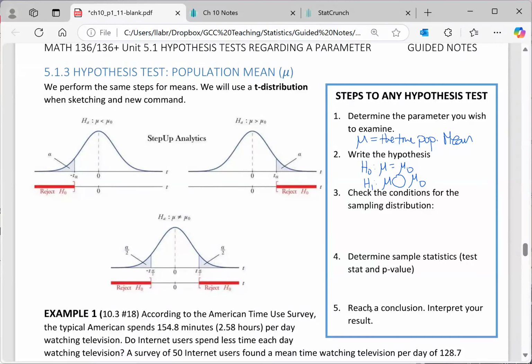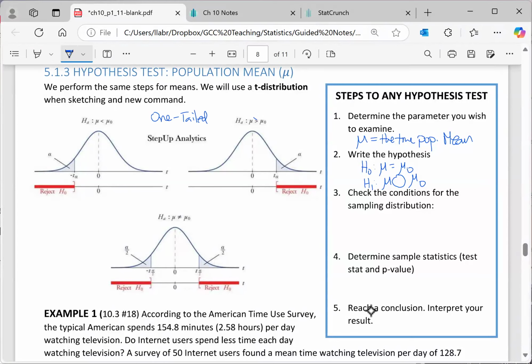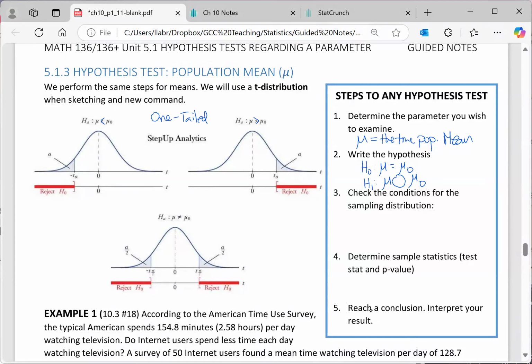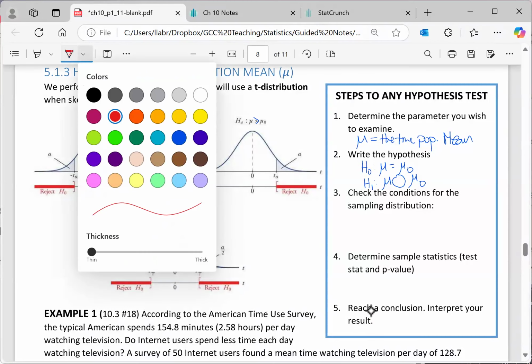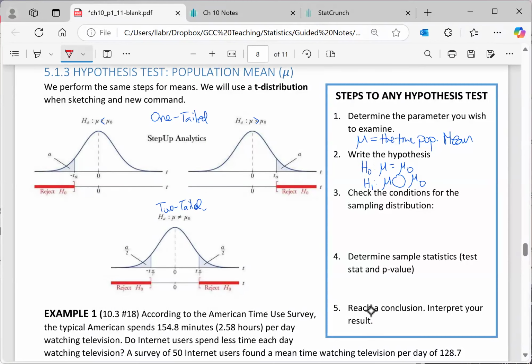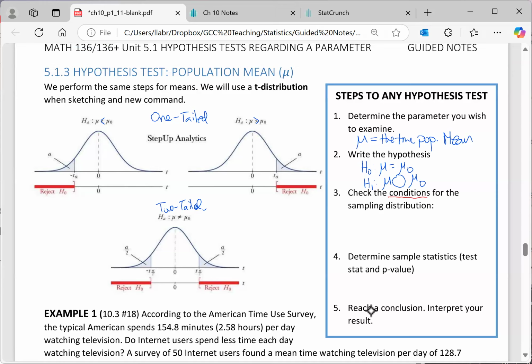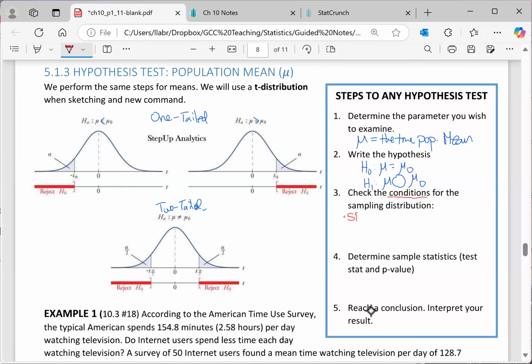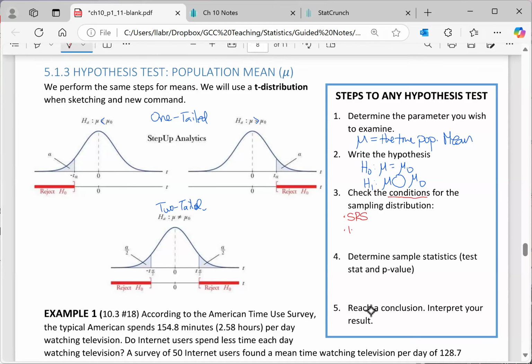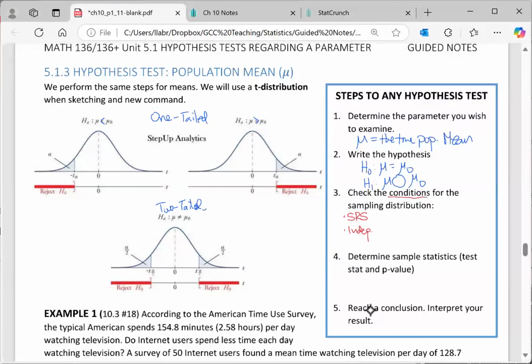So we have a one-tailed test, same as before, which occurs when you have an inequality. So either mu is less than the given value or greater than, or you can get a two-tailed test. So let's focus on the stuff that does change. So the steps are going to be the same, except now the conditions will change because now we're talking about a mean. So we're still going to require a simple random sample and independence from individual to individual.